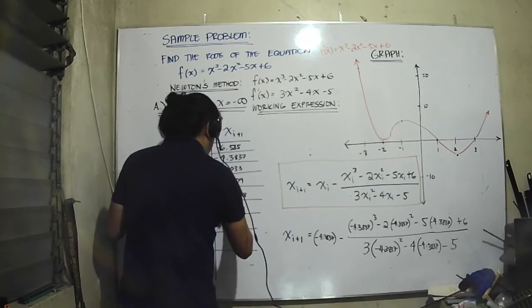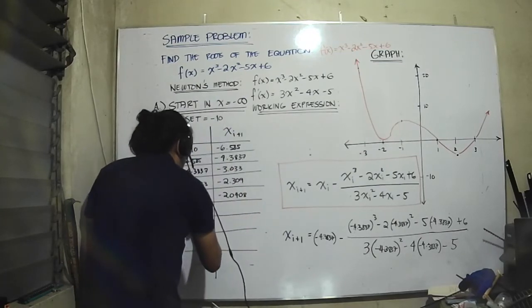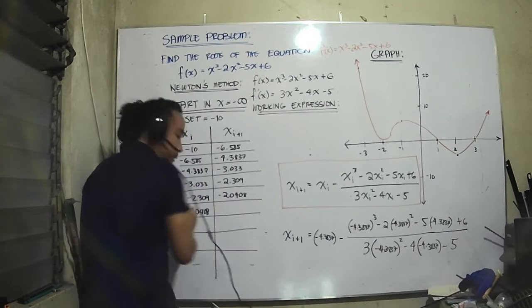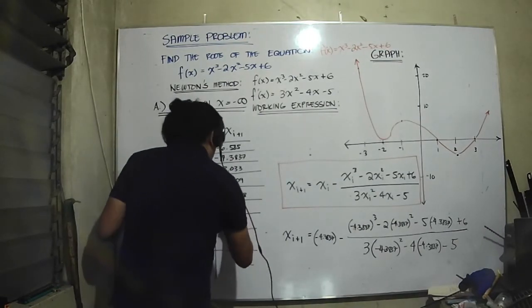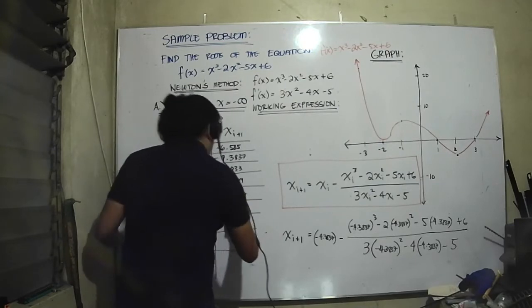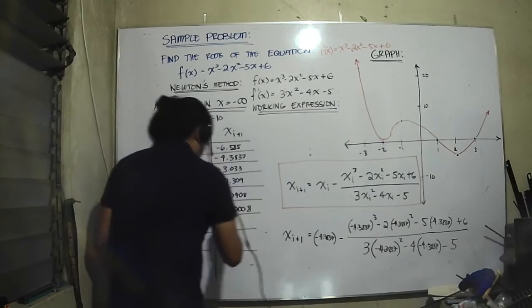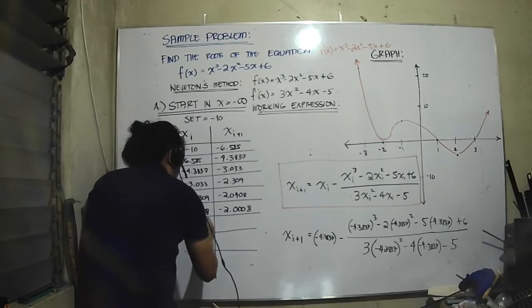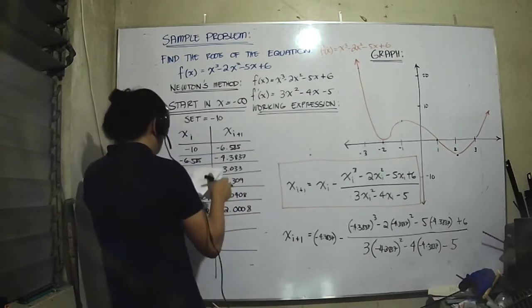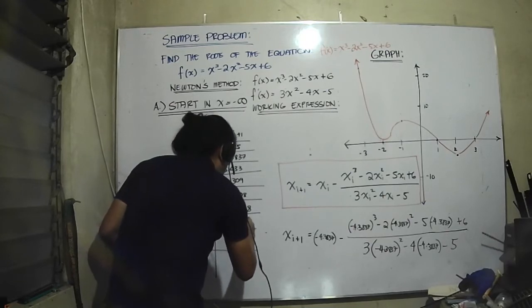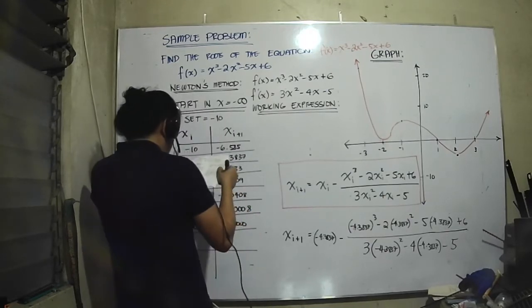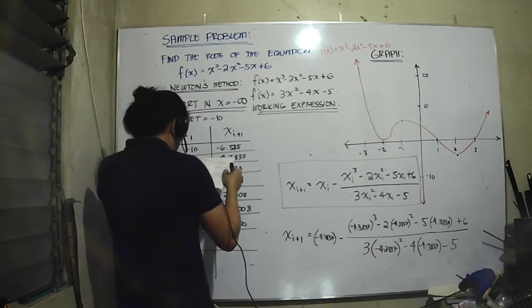2.0408. Okay. Then this becomes negative 2.408. I hope you're still catching up. This becomes negative again. Negative 2.0008 will then become negative 2.12345, 6 digits.